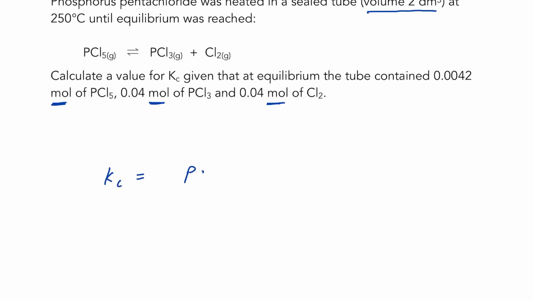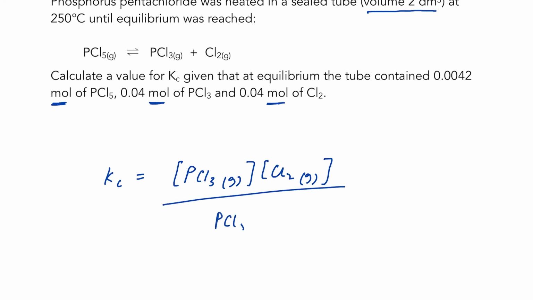So let's start with our expression for Kc. It's going to be PCl3. Remember to put in state symbols. Cl2. And our PCl5 is our single reactant. Now, let's remember that square brackets denotes concentration of, and we haven't got a concentration, but we do have the moles and we do have the volume, and concentration equals number of moles divided by volume. So before I go any further, I need to calculate the concentration of each of these substances at equilibrium.